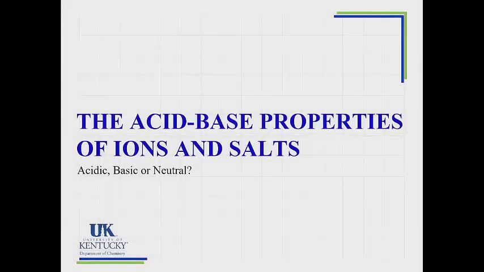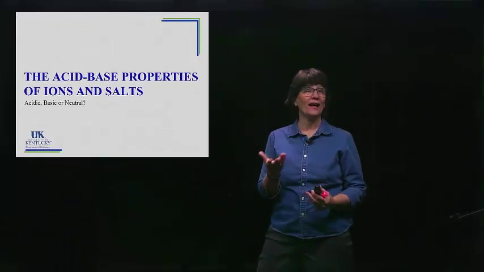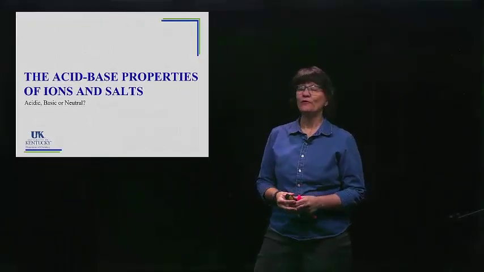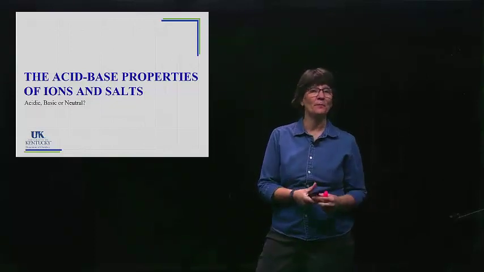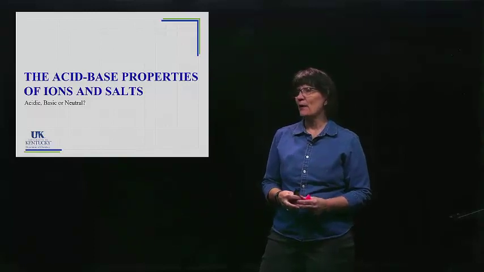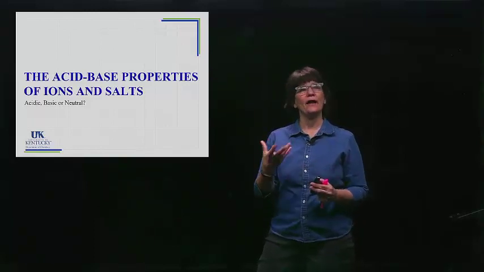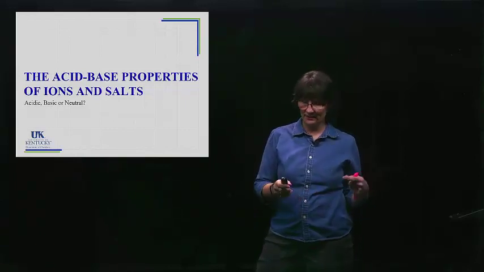So we've talked about acids. We've talked about how to calculate the pH of acids and how to recognize an acid when we see one. We've talked about bases, and we've learned how to determine the pH of a base solution and to recognize bases when we see them. Now we're going to see that there are ionic compounds called salts, and some of these behave as acids and bases.